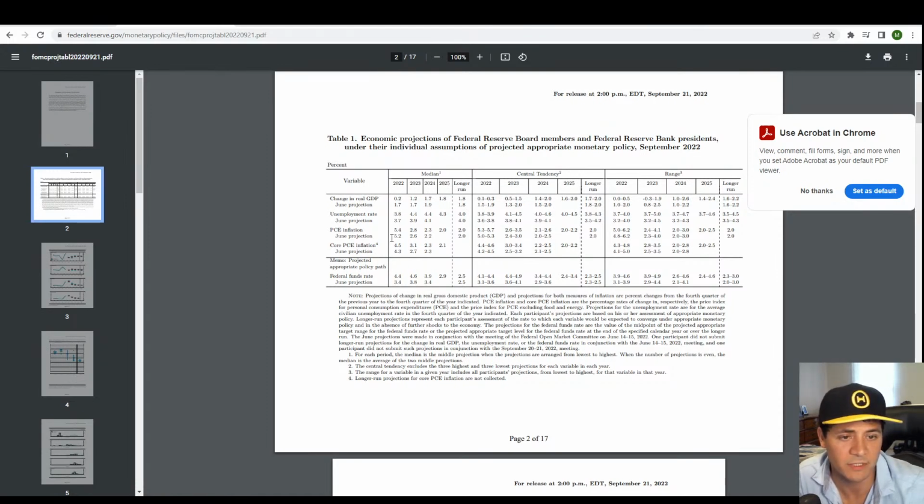Unemployment rate, no real change. PCE, so they're actually expecting PCE to increase. What the hell is PCE? Personal consumption expenditures. Yeah. So this kind of sucks, guys. I'm gonna be real with you.